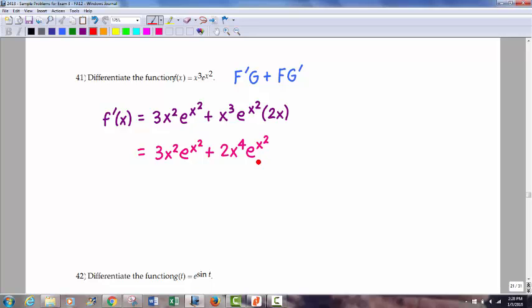I guess if someone really wanted to, they could factor out an e to the x squared, and you could factor out an x squared if you wanted to. I don't really see that to be necessary, but perhaps if you're trying to match an answer, then that might be required. But needless to say, that would not be very difficult to do. So what would you have? It would have an x squared e to the x squared factored out, and you would have that in parentheses times 3 plus 2x squared in the parentheses.